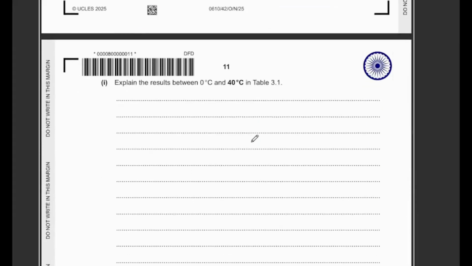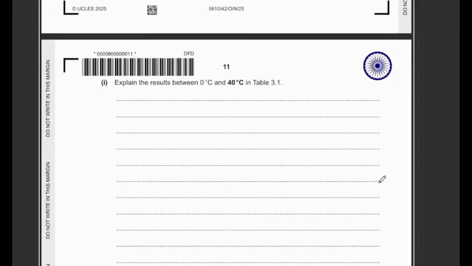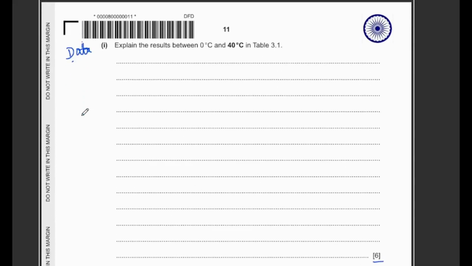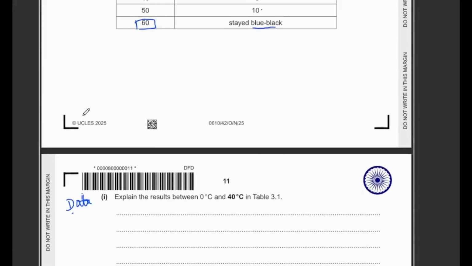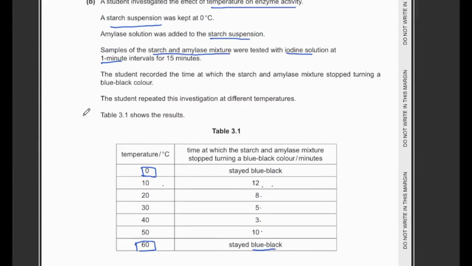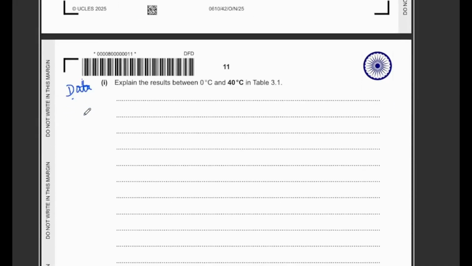So what we have now, explain the result between 0 and 40 in table 3.1. Whenever such an explanation question carries 6 marks, always give your answer with support of your data. Use the table to write your answer. Now for 6 marks, 6 to 7 points. So we know that amylase is an enzyme which is going to break down the starch. So we'll just start with this one.